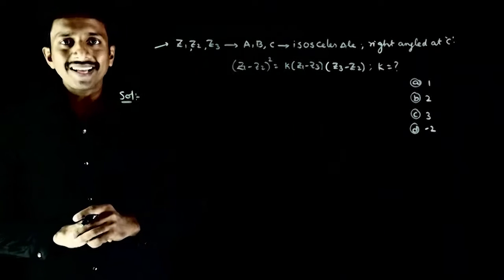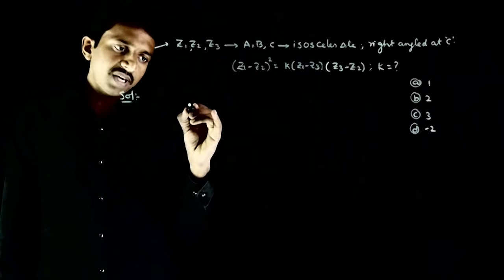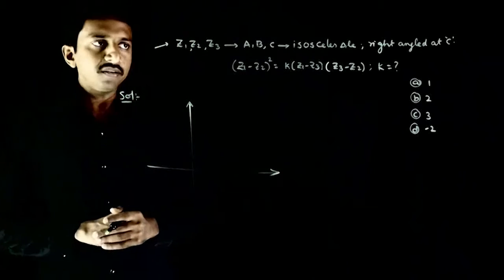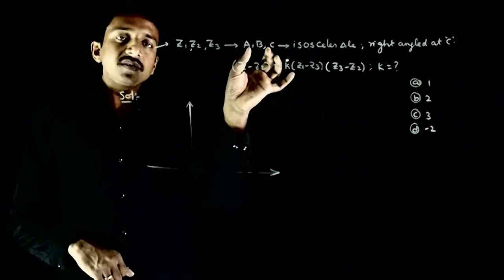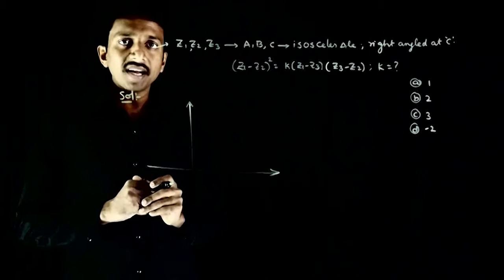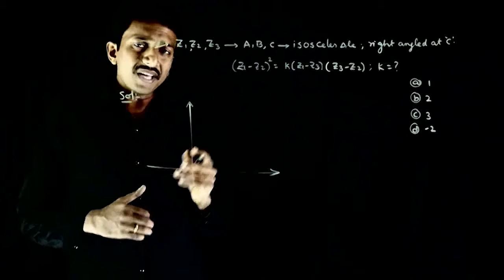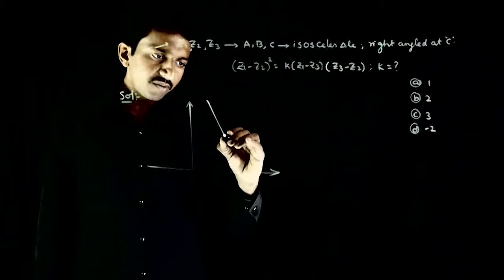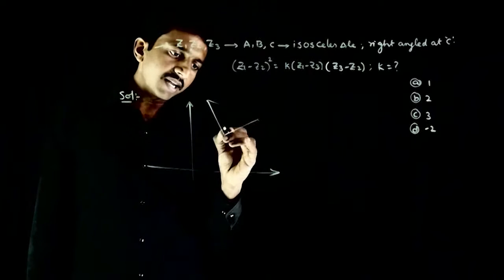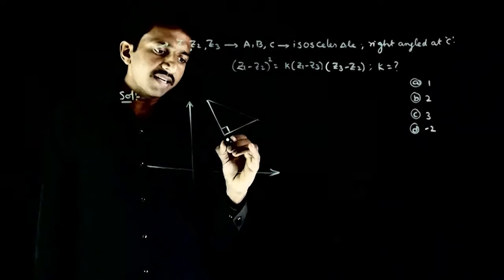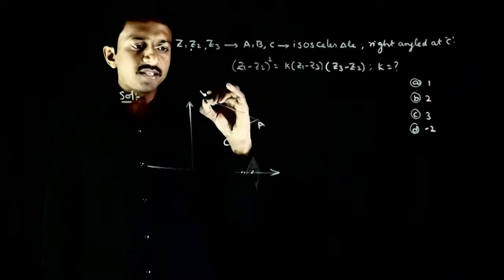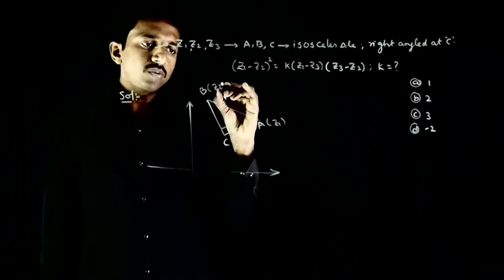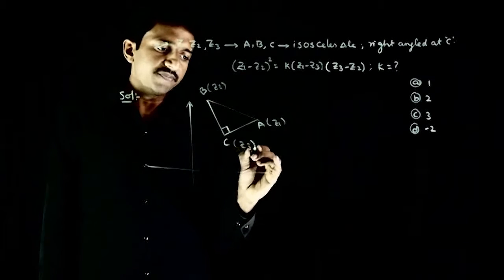So let us try to see this question in a diagrammatic form. In an Argand plane, Z1, Z2, Z3 represent the vertices A, B, C of a right-angled isosceles triangle. So it can be of any orientation. We don't need to take some standard orientation. So suppose you have an isosceles right-angled triangle like this, right angle at C. Let this be A and let this be B. So this is Z1, this is Z2, this is Z3.